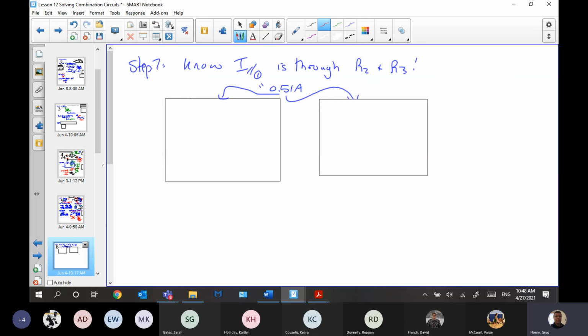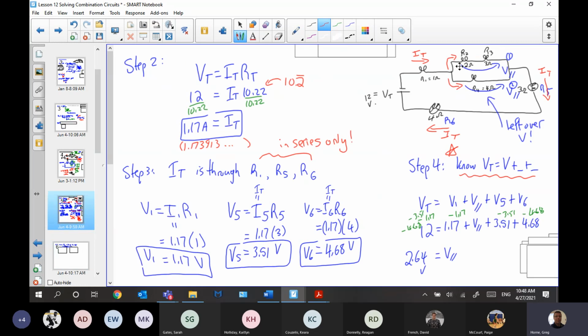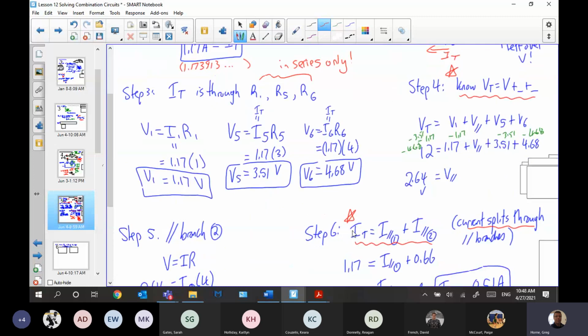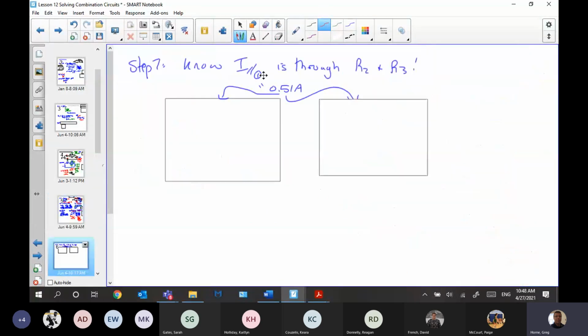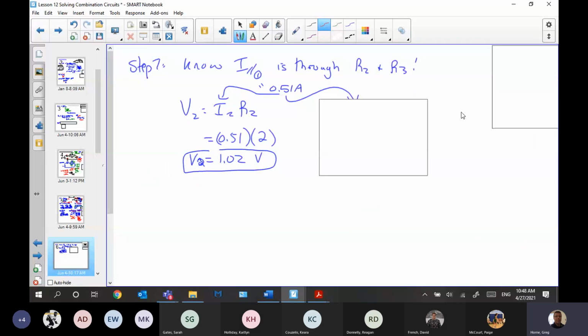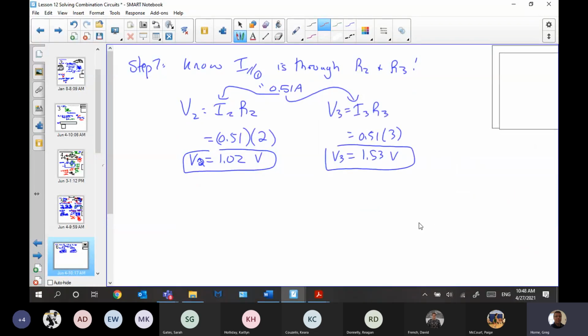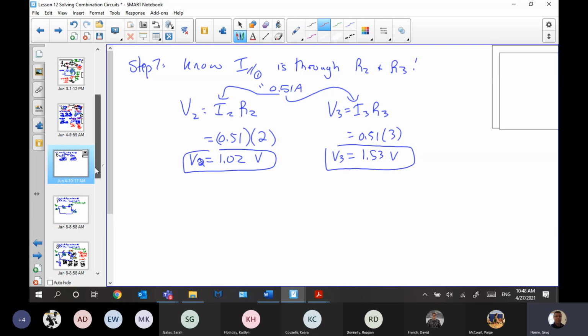So now what we're saying is we know the current that goes through the 3 and the 2 ohm, right? So it's approximately 0.5 of an amp, or 0.51 or 0.53, whatever your calculations led to. So you calculate the voltages, and then we're done, right? That means we know the voltage and the current everywhere.